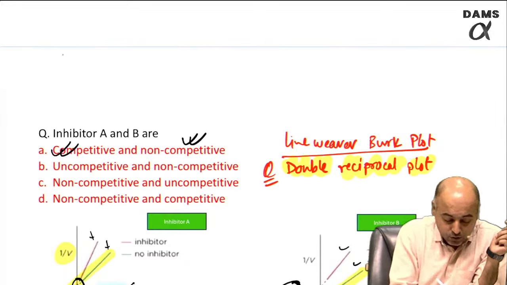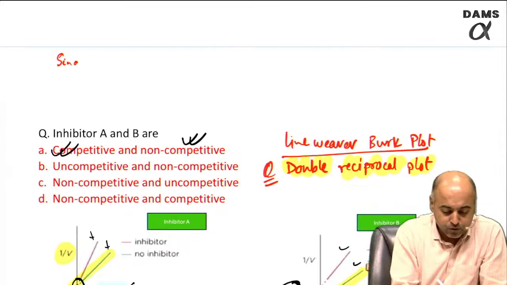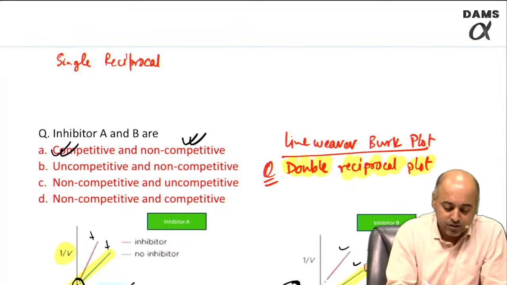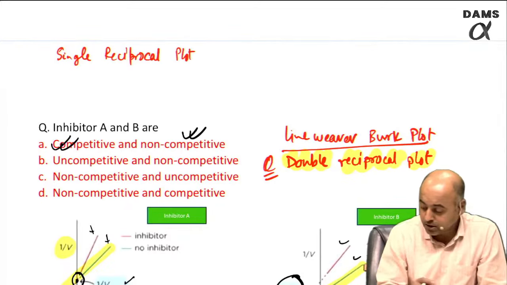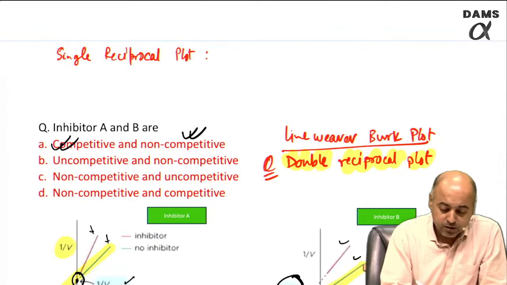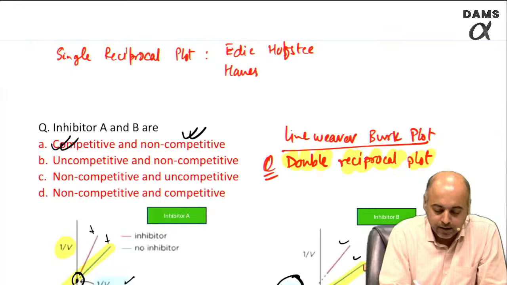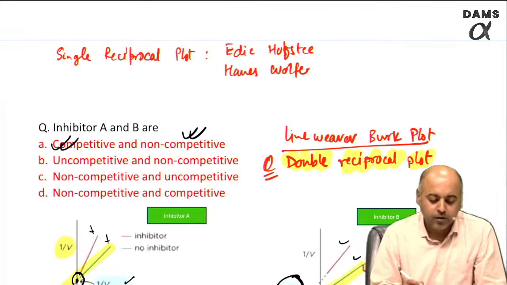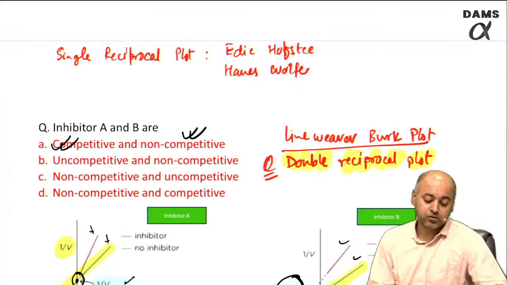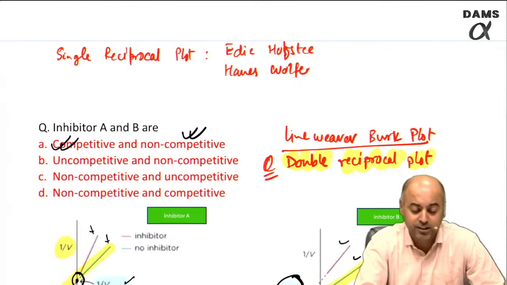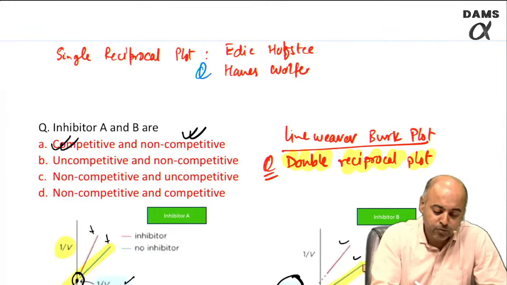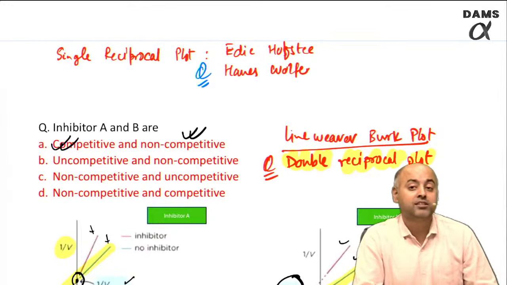You also have something known as the single reciprocal plot. Sometimes in the question you can get a one liner question, which of them is the single reciprocal plot. So just remember the names: Eddie-Hofstee and Hanes-Woolf. The Eddie-Hofstee plot and the Hanes-Woolf plot are examples of the single reciprocal plot. Sometimes you can get one liner questions about which of the following is a single reciprocal plot.